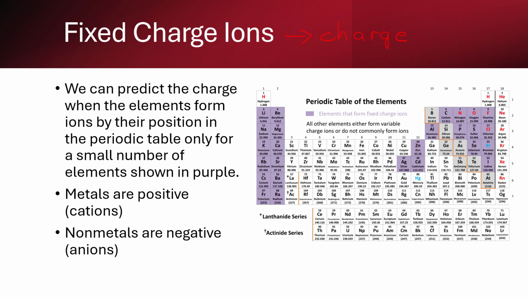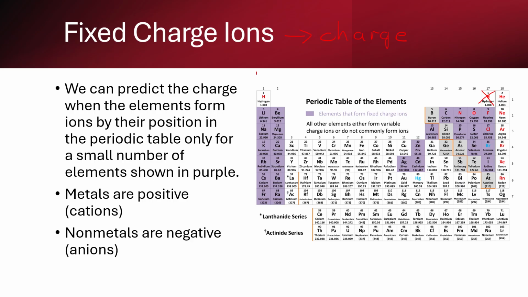There are a small number of elements that we can make a prediction about their charge simply based on where they are in the periodic table. Now, for these purposes, I want to cross out hydrogen over here on the right. We want to think of hydrogen just being over on the left in group 1. And the elements that are fixed charge are the ones that I've shaded in purple on this periodic table.